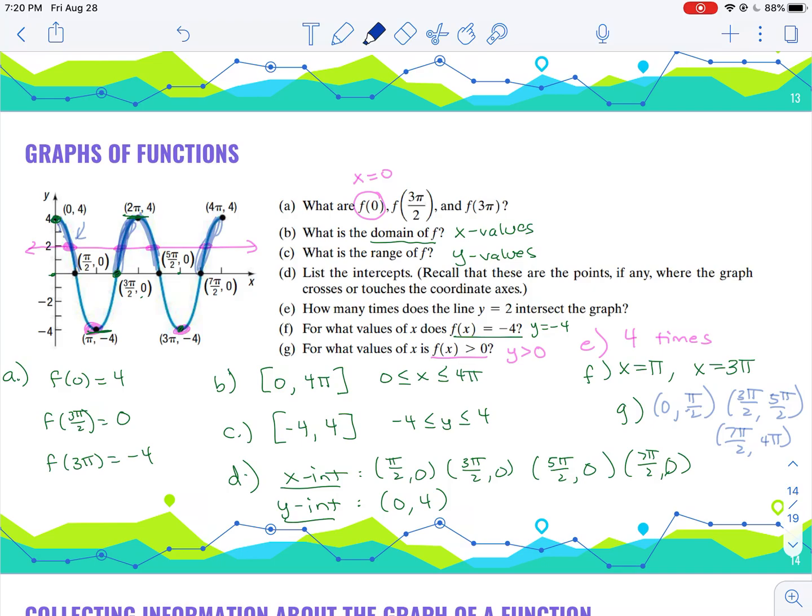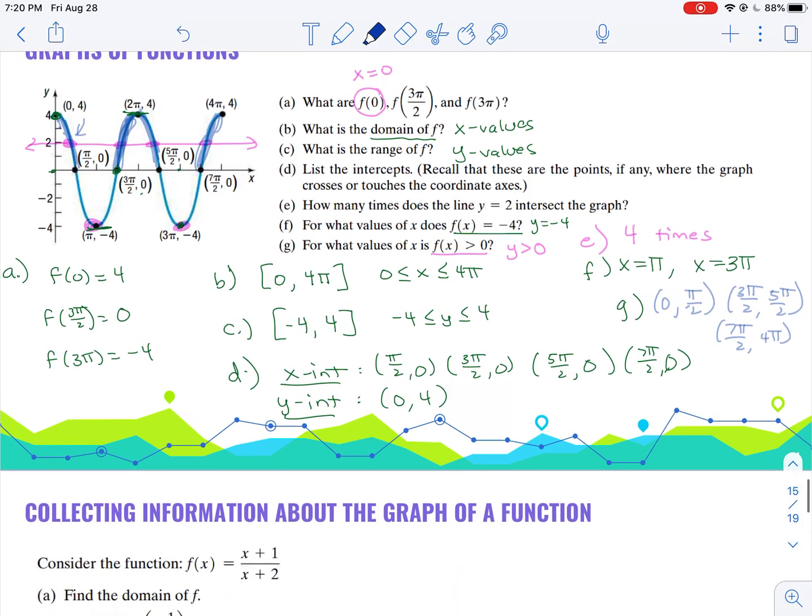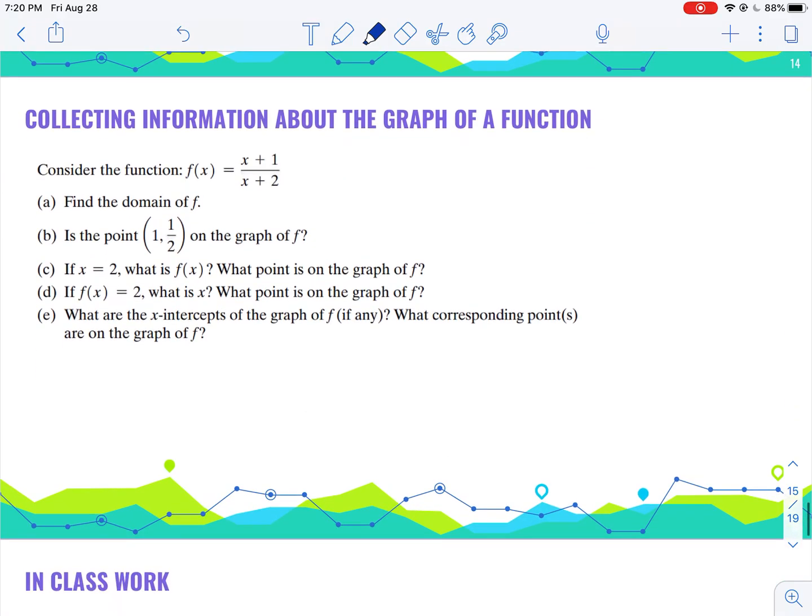And so those are some characteristics of functions, or how we can read the characteristics of a function based on its graph. So collecting information about the graph of a function. You guys go ahead and you can graph this on Desmos, and then see if you can answer A through E based on your graph on Desmos. And then you guys can check your work against the finish notes.